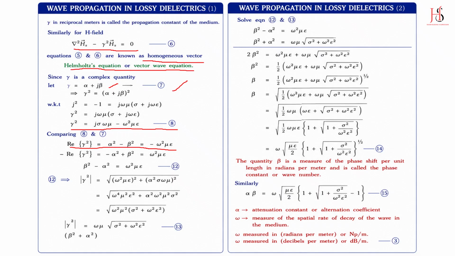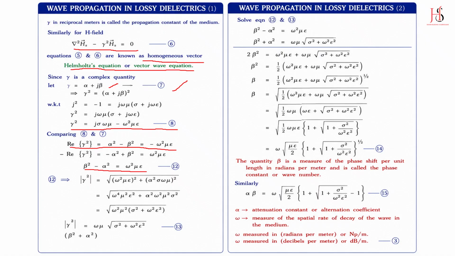Okay, now if we take the minus sign outside, so minus the real part of gamma square will be, here the polarities will change, therefore minus alpha square plus beta square equal to omega square mu epsilon. Therefore, rearranging, we can write beta square minus alpha square is equal to omega square mu epsilon. So beta square minus alpha square is again nothing but minus of gamma square.